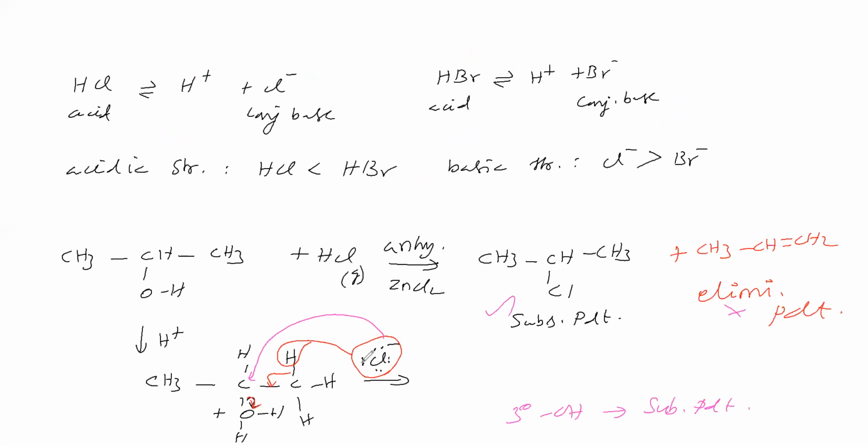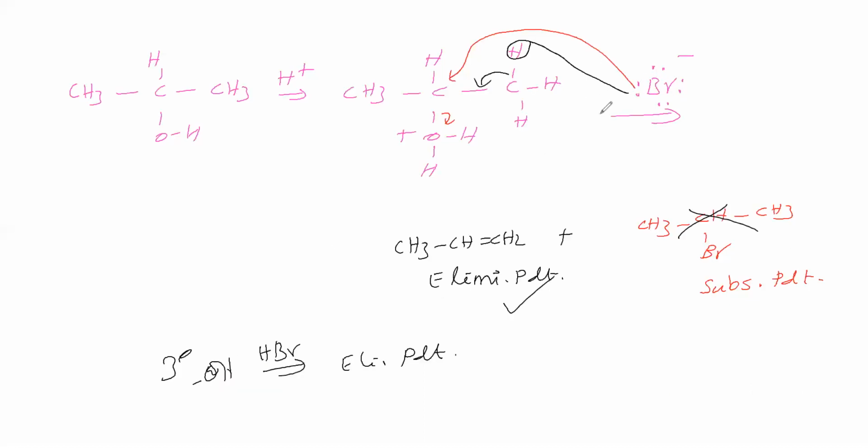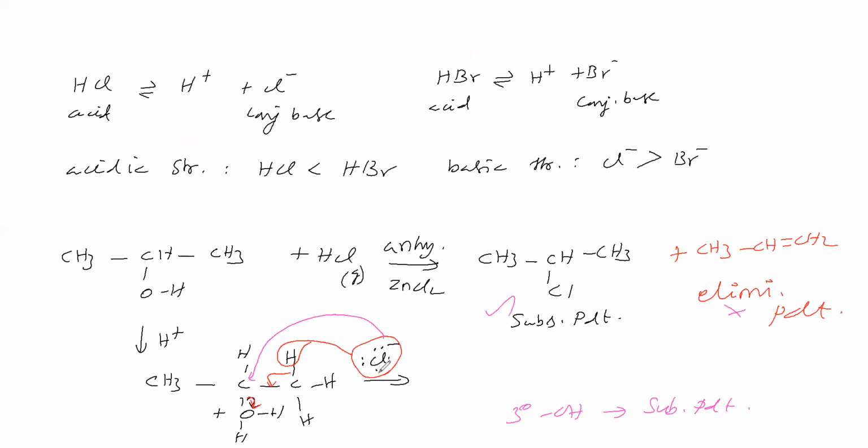That means Cl minus size is small, whereas Br minus size is high. So when it is going to attack this electrophilic center, it is getting higher steric hindrance. Therefore, it is abstracting proton and giving elimination product. Whereas in this case, Cl minus size is less, so it is getting less steric hindrance. Therefore, it is attacking the electrophilic center of this carbon rather than abstracting proton. Therefore, it is giving substitution product. Okay.